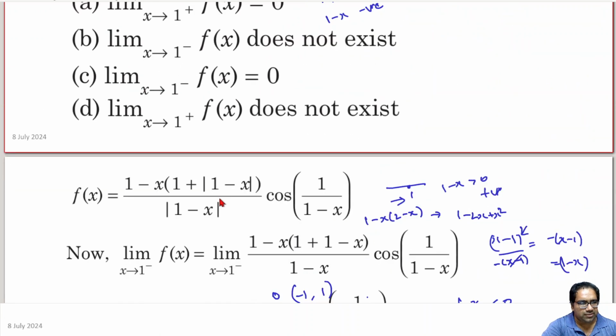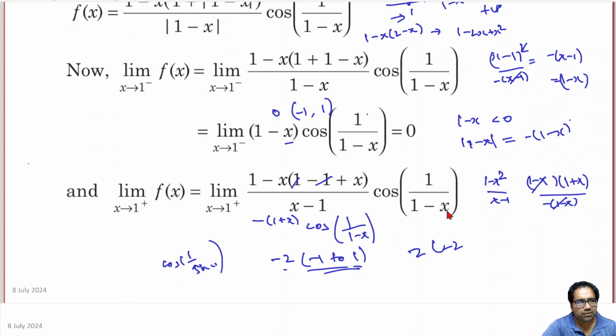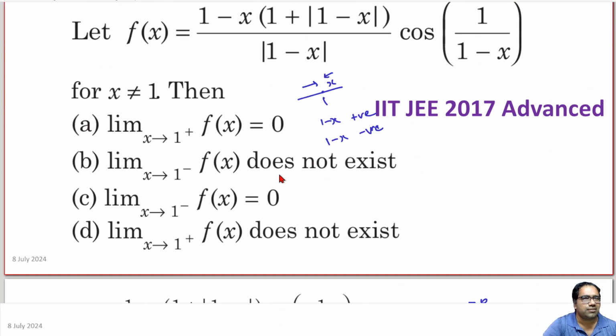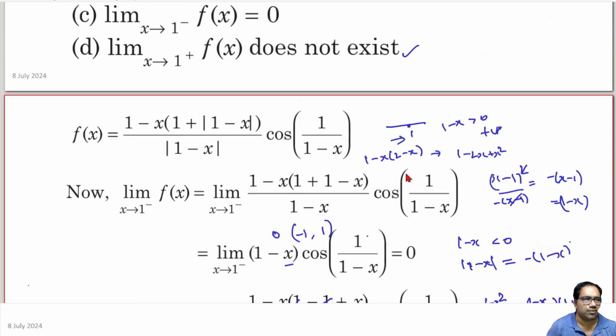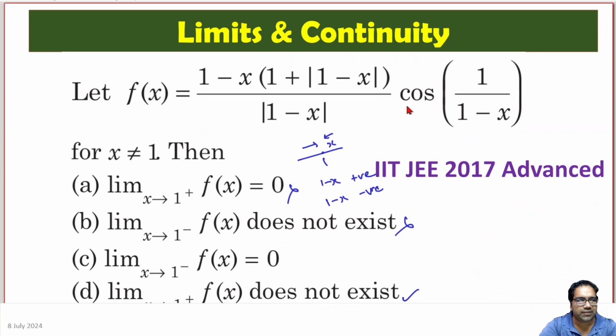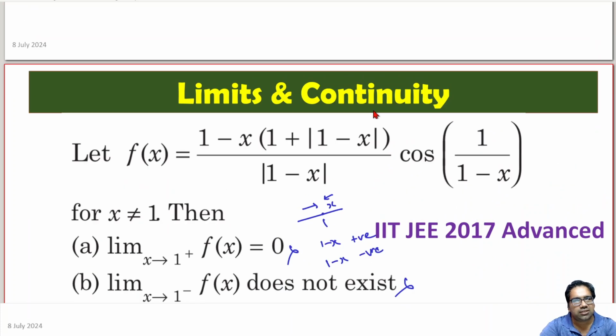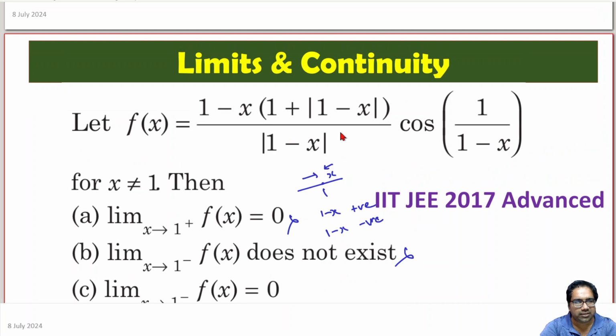Does the limit as x tends to 1 plus exist? It does not exist. So the statement that the limit as x tends to 1 plus does not exist is true. The statement that the limit as x tends to 1 minus does not exist is false, because it exists. And what exactly is it? The limit as x tends to 1 minus, we have figured out, is 0. So this is also true. Very, very simple problem. We just need to make minor algebraic manipulations and then verify.